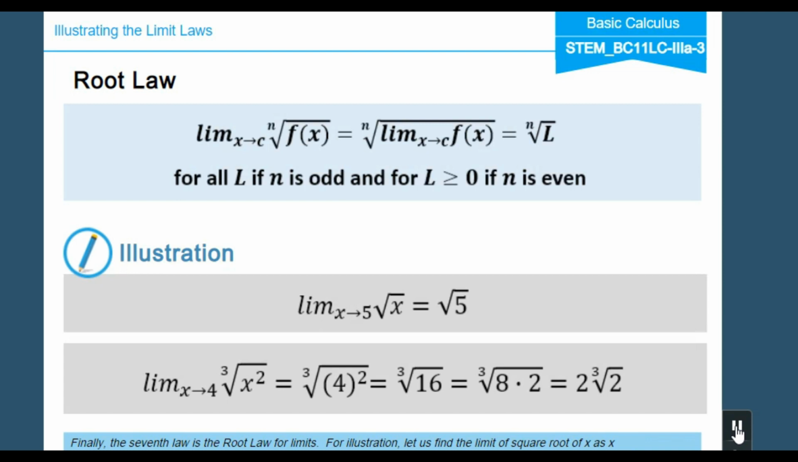Finally, the seventh law is the root law for limits. For illustration, let us find the limit of square root of x as x approaches 5, and the limit of cube root of x squared as x approaches 4. The resulting limits are square root of 5 and 2 cube root of 2, respectively.